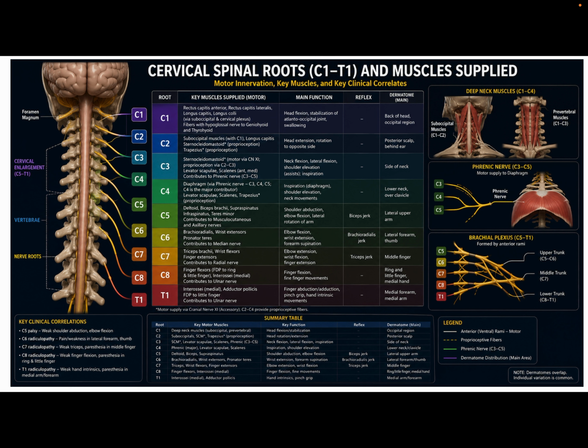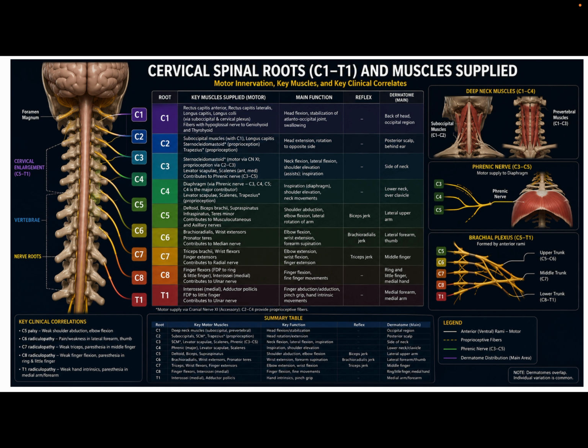What is the corresponding reflex? It is the brachioradialis jerk. The C6 dermatome includes the lateral forearm and the thumb. C6 means lateral forearm and thumb. C7 nerve root supplies the triceps brachii, wrist flexors and finger extensors.